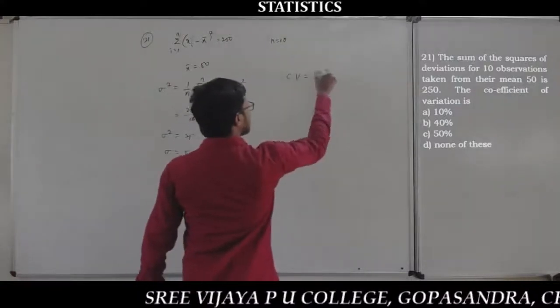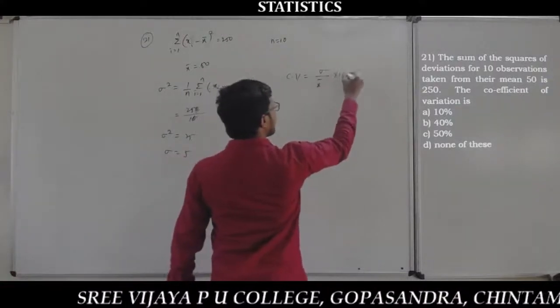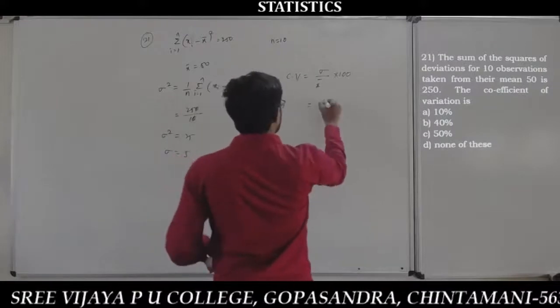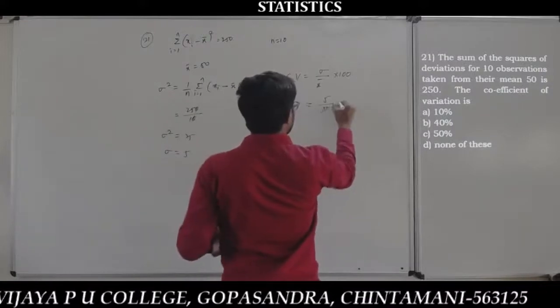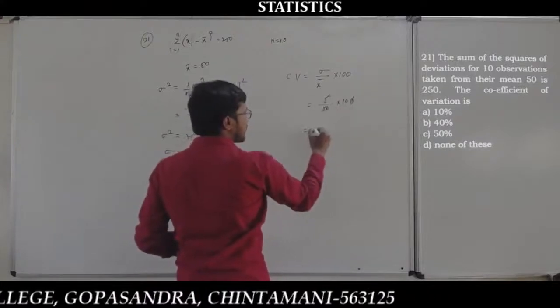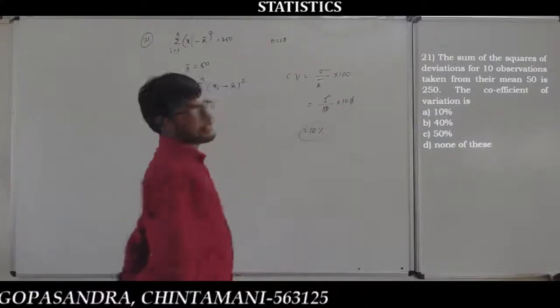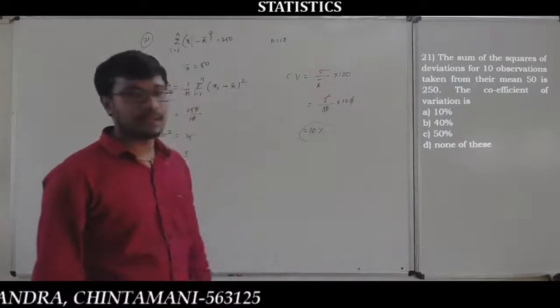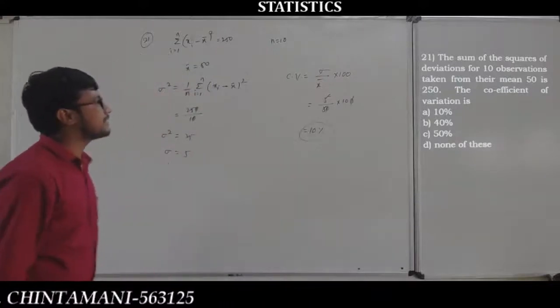Coefficient of variation is equal to sigma by x bar into 100. What is the sigma you got? 5. X bar is 50, into 100. The zeros get cancelled, the 5s get cancelled, so it's 10%. So option A, the coefficient of variation is 10%.